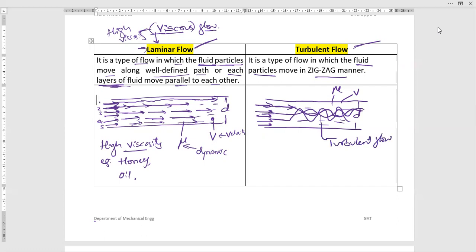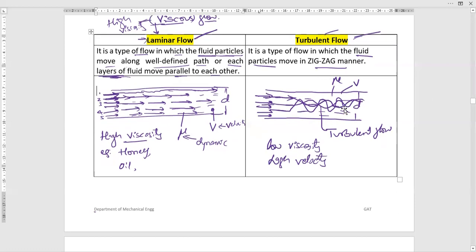Turbulent flow is observed for low viscosity fluids, and also at high velocity. When the fluid flows through the pipe with high velocity, we can observe turbulent flow. And if the fluid is flowing with low velocity, there is a chance of laminar flow. That is the difference between laminar flow and turbulent flow. So now we will take some examples here.